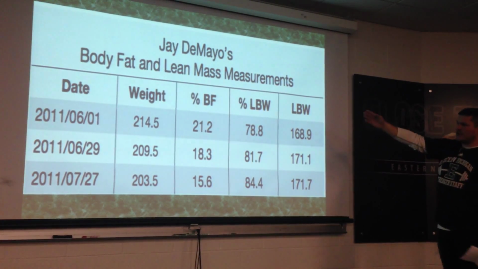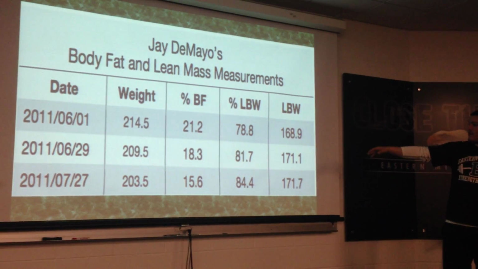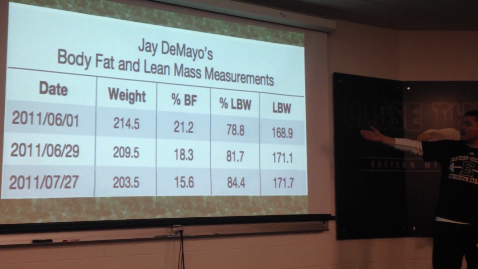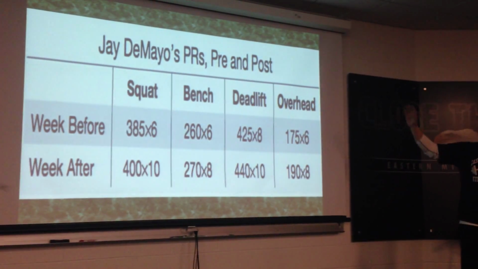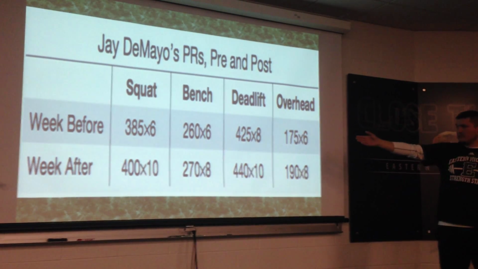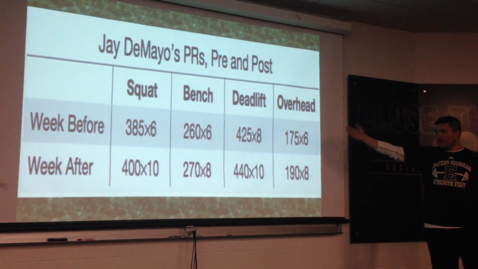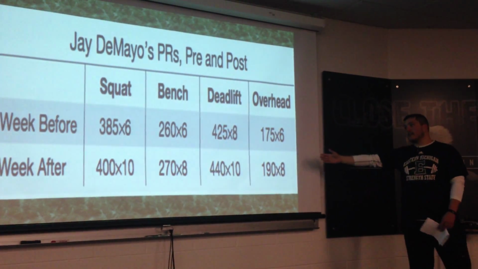Same thing, just showing his weight starting out, body fat percentage slowly decreasing, weight decreasing while body fat percentage decreases, and increasing lean body weight. Next slide. And then this was just a little bit of showing his PRs pre and post test. So, not bad numbers starting out, but he made significant jumps from beginning to end utilizing the diet.